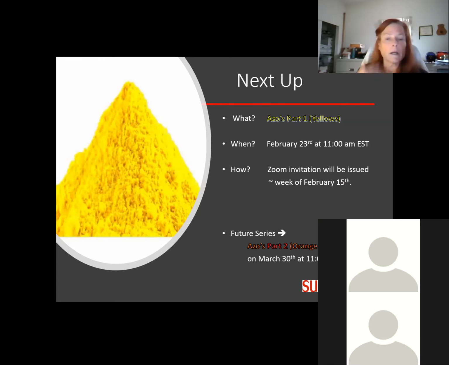This concludes our DPP Pigments 101. Our next series will start with some azo chemistry, and I've divided this into two parts. In February, we'll talk about the yellows in this chemistry, and then in March we'll conclude the series with the oranges and the reds. So next month you'll see the invitation for the next series for the yellow azo part.